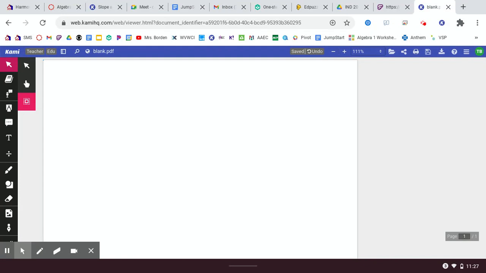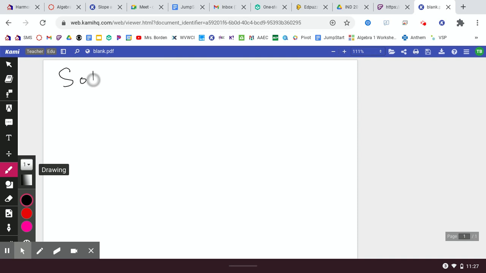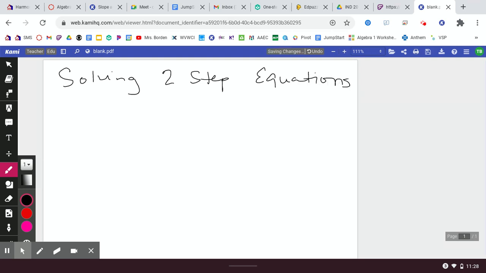All right, so we are working on solving. My handwriting on this is atrocious because I have to hover and it's just not pretty. So solving two-step equations. And it's really what our jump start was.